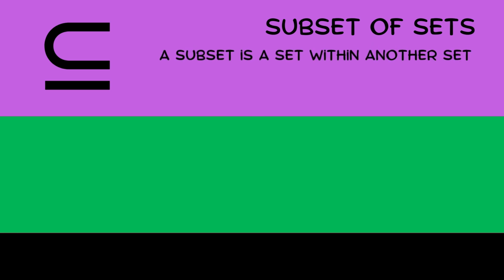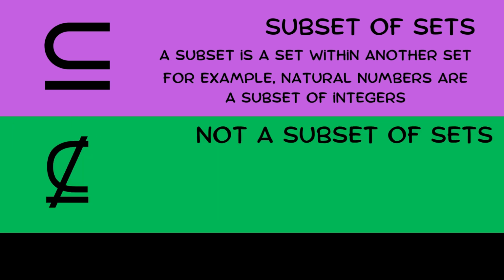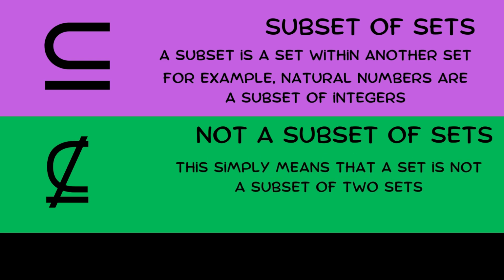The final 2 notations are contrary to each other, the first being the subset of sets. A subset is a set found within another set. Like we saw earlier in this series, natural numbers can be considered a set inside of the integers numbers set, as natural only represent positive integers. The second notation is not a subset of sets. This simply means that a particular set is not a subset of another set.